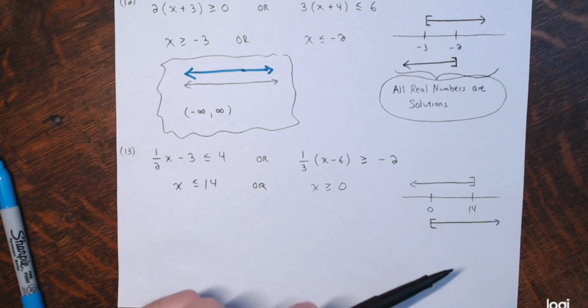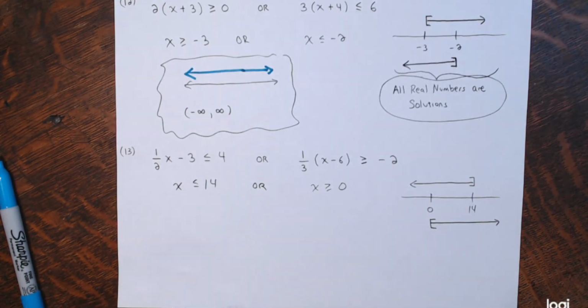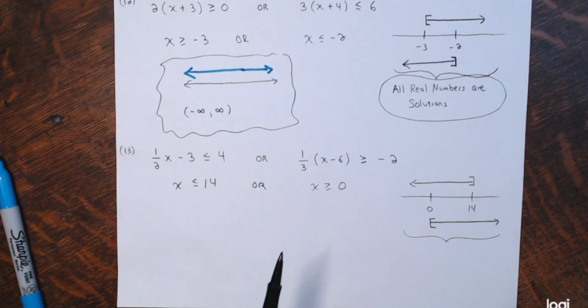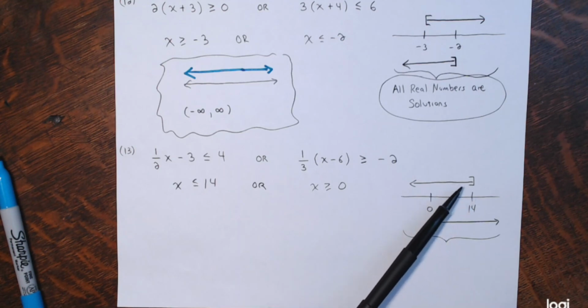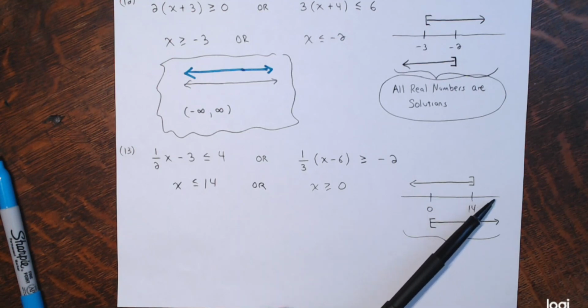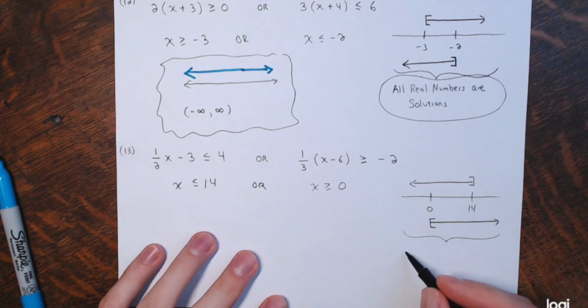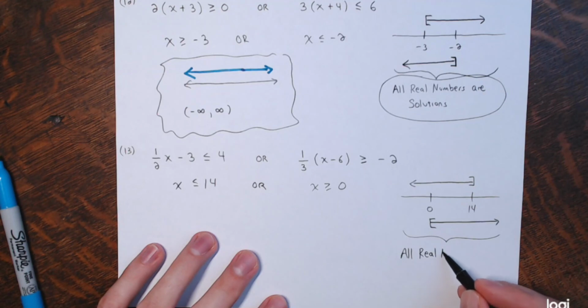So look, just like the previous two examples, every real number works. All the numbers to the left of 0 satisfy the first inequality. All the numbers from 0 to 14 satisfy both. And all the numbers to the right of 14 satisfy the second inequality. Every single number on the number line satisfies at least one of these, so it satisfies the entire compound statement. So yet again, all real numbers are solutions.